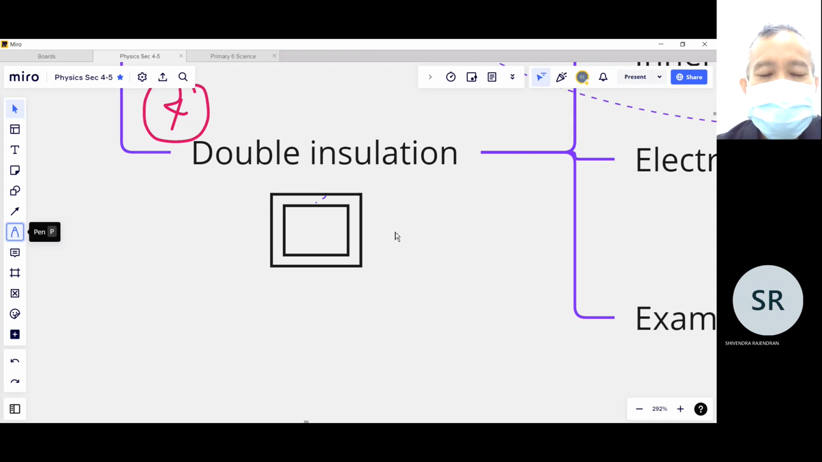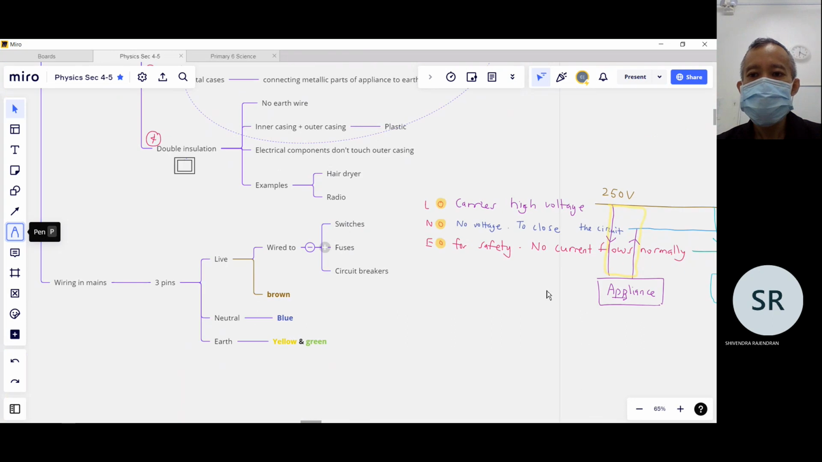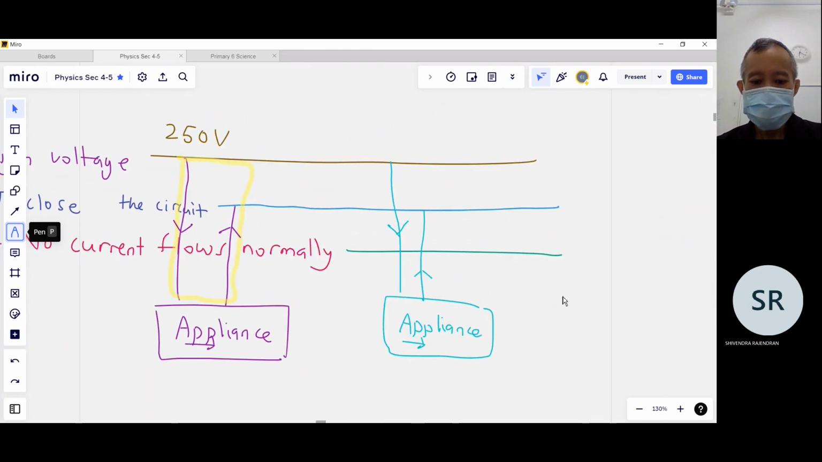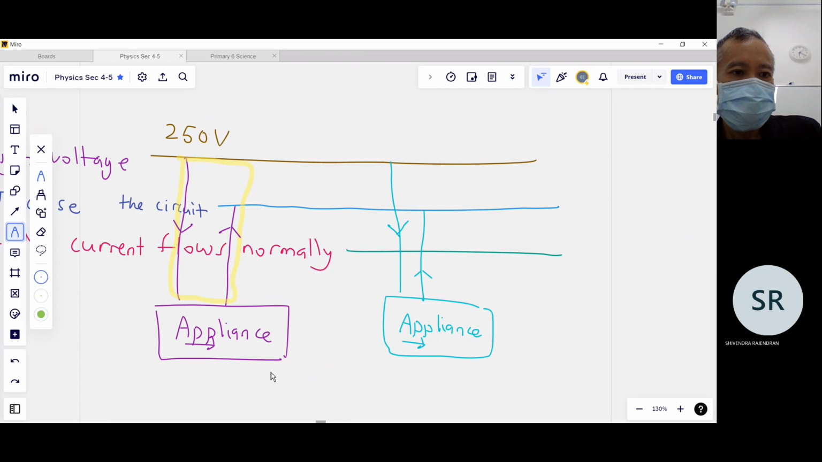Now, Shivendra, to answer your question, there are some appliances like this one. Let me draw it in. This has an earth too.